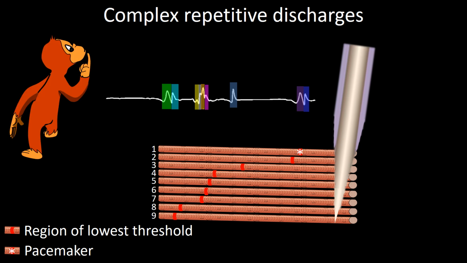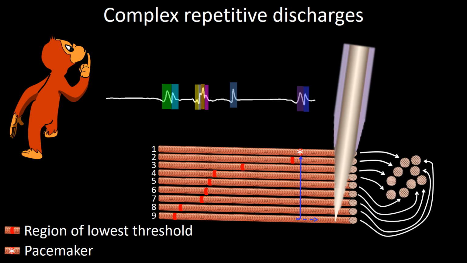But how does it repeat? To explain this, let's go back in time to when the action potential in fiber 9 was about to reach the needle. As you can see, I have added an arrow indicating the reactivation of the pacemaker. This is possible because the muscle fibers involved in complex repetitive discharges are not arranged in parallel as represented here. They are arranged as I have represented them now in this new frame.